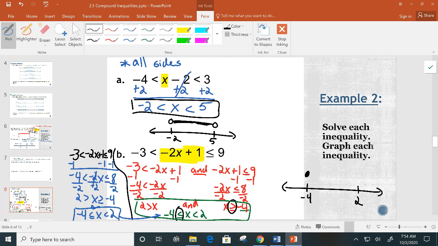So it's a closed circle at negative 4, but the open circle at 2, because there's no equal sign there, and I'm shading in my middle region there. So negative 4 would be a solution, positive 2 would not be a solution, and anything in between those numbers would be a solution as well. So those are your and compound inequalities, two ways to solve those.